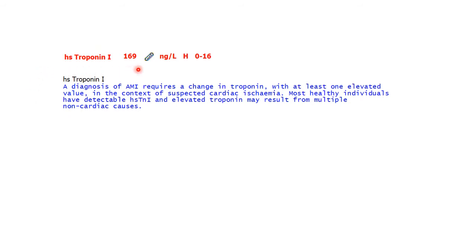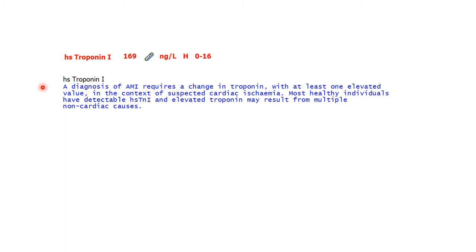So here is a troponin result, 169 nanograms per litre. We use Abbott high sensitivity troponin I, and the reference interval up to 99th percentile for females, and we have a one-size-fits-all comment that states a diagnosis of AMI requires a change in troponin with at least one elevated value in the context of suspected cardiac ischemia.